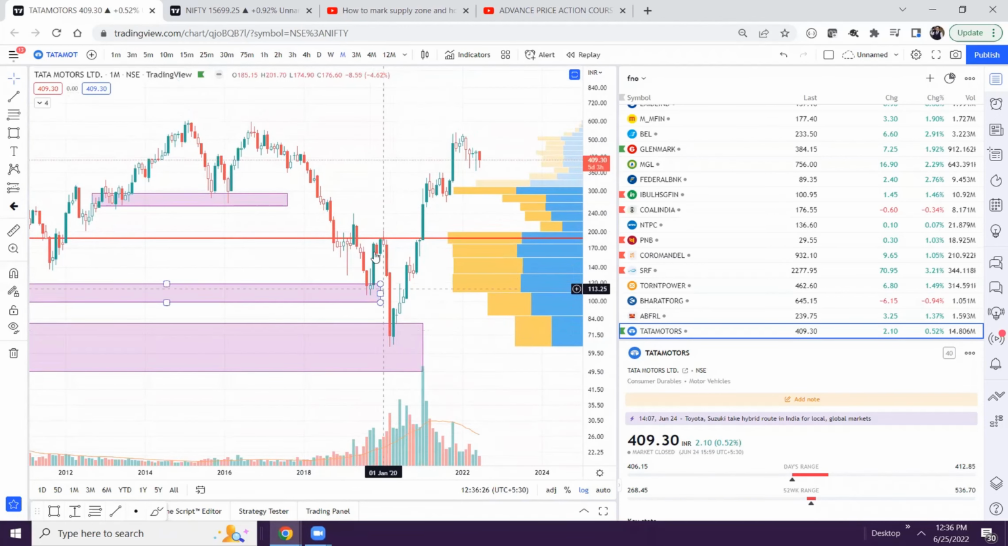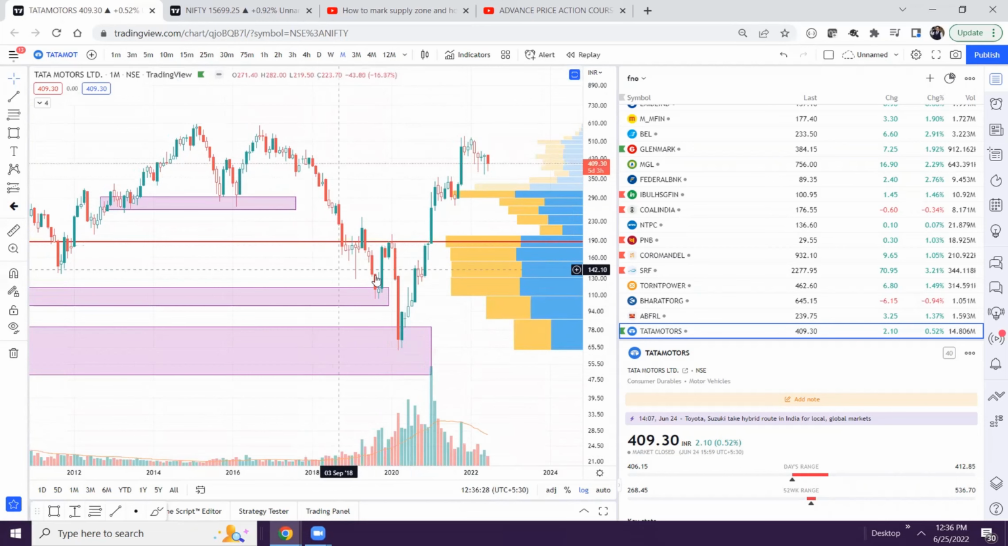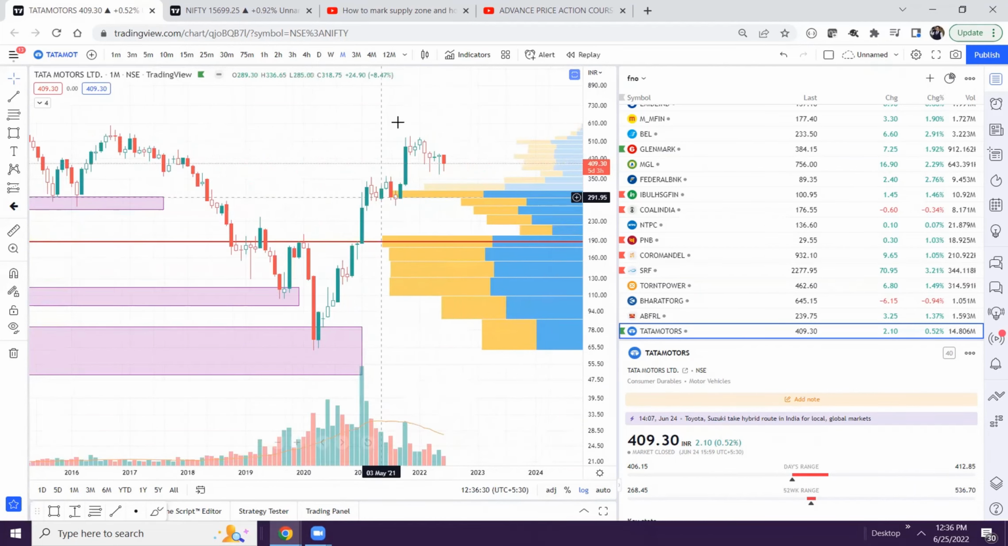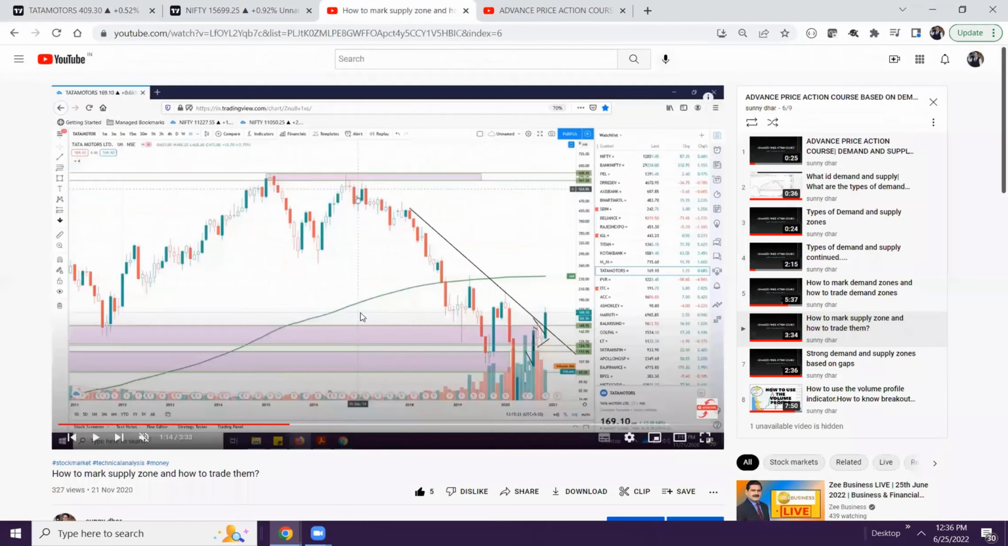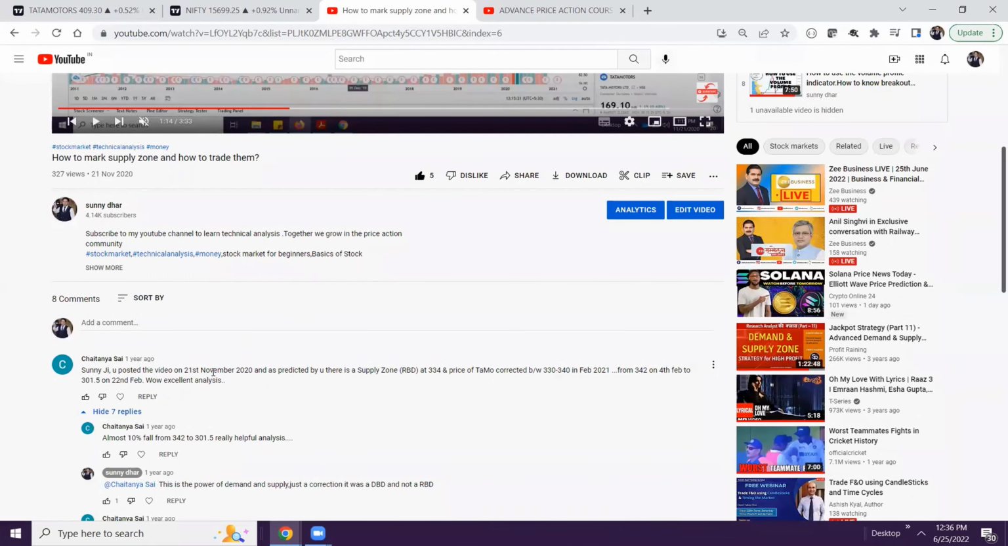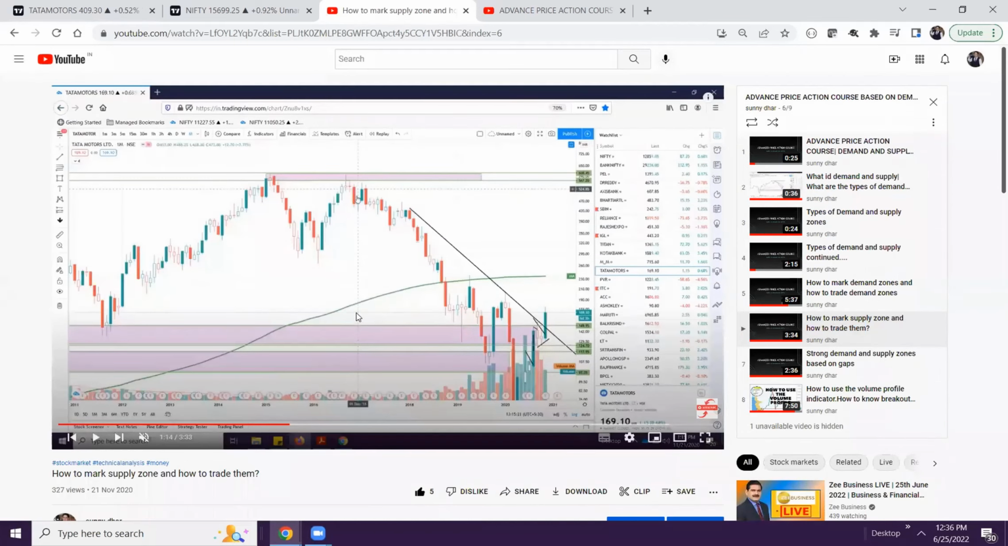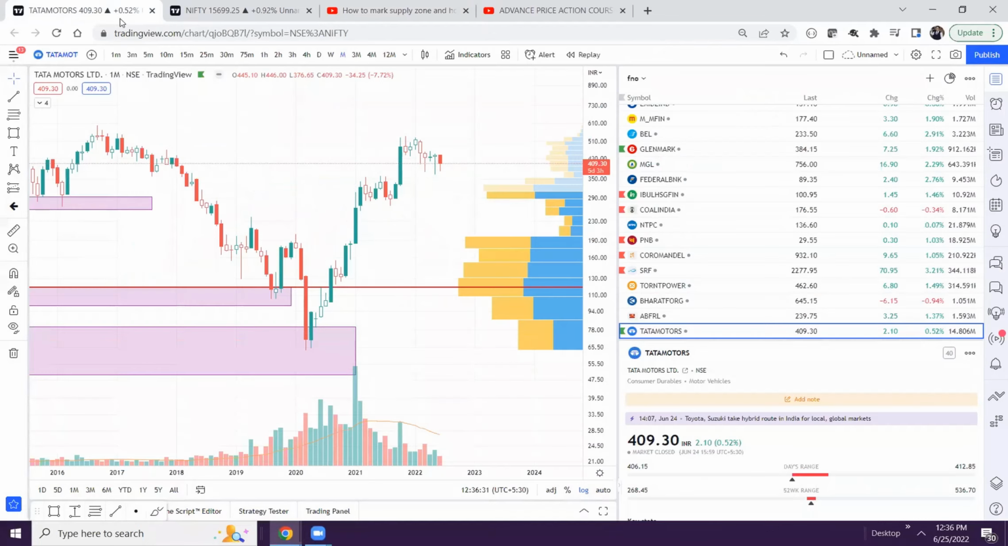So today's topic is how we can combine this knowledge, and how we can add Elliott in this case. When I was making my series, I had mentioned in this video, which was made on 21st November 2020, that whenever Tata Motors reaches this level, which was a supply zone, it will fall again.